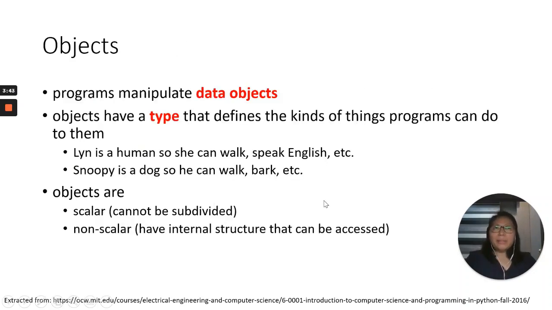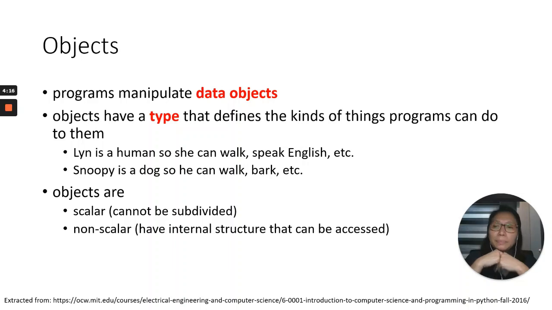So in Python, everything is an object. Objects have a type that defines the kind of operations that the program can do to them. For example, I am a human, so I can walk, speak English, read, etc. Another example is Snoopy is a dog, so he can walk, bark, etc.